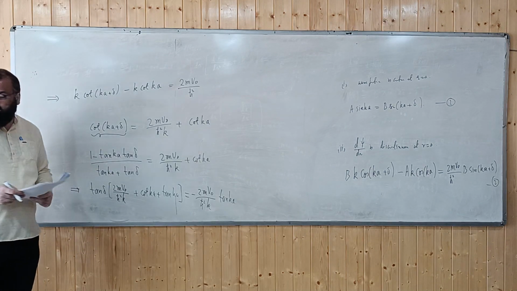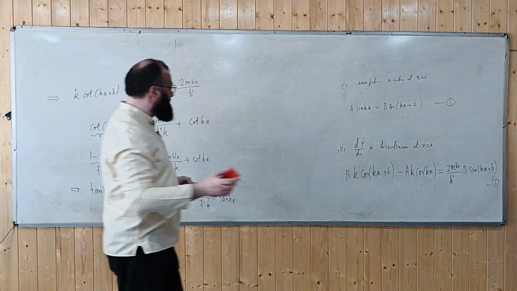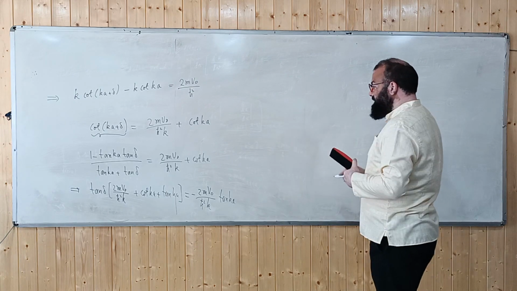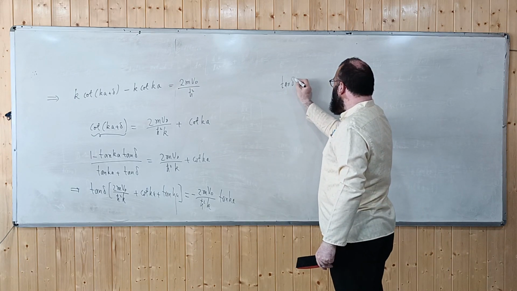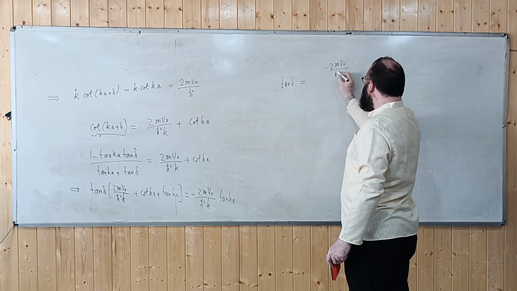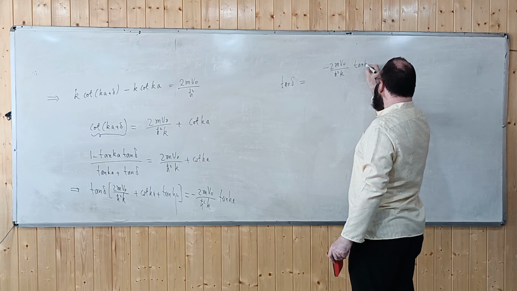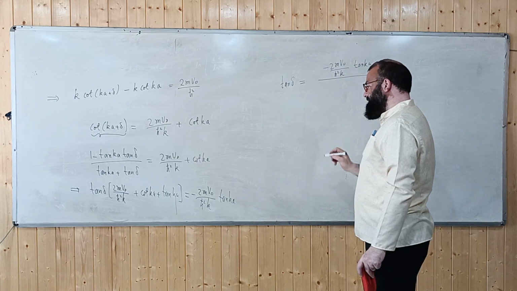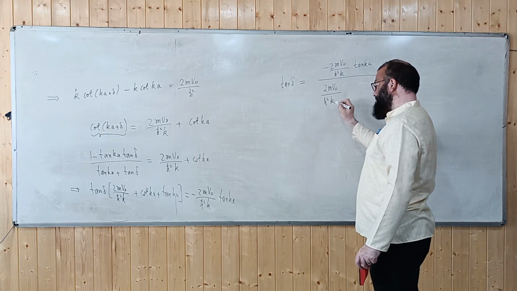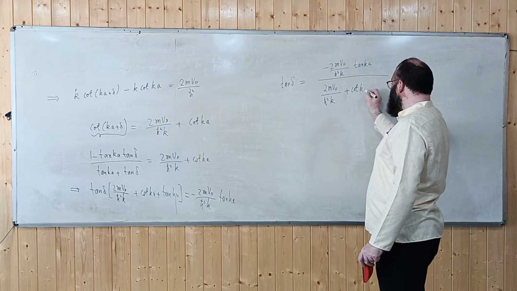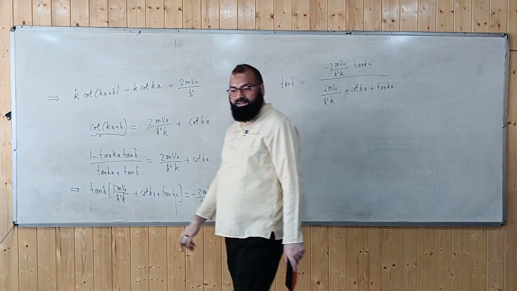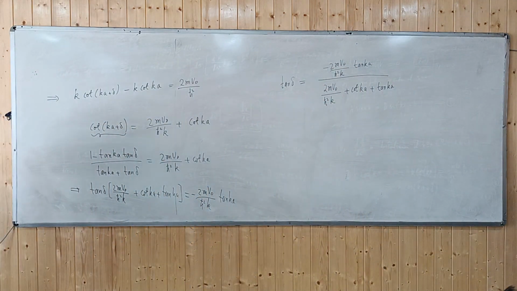So let's write then tan of delta. So that's equal to minus twice m v naught by h cross square k tan of Ka. Then we'll use the approximations. First we'll write it like this: twice m v naught by h cross square k plus cot of Ka plus tan of Ka. So this is your tan of delta. Okay. So now we have figured it out.